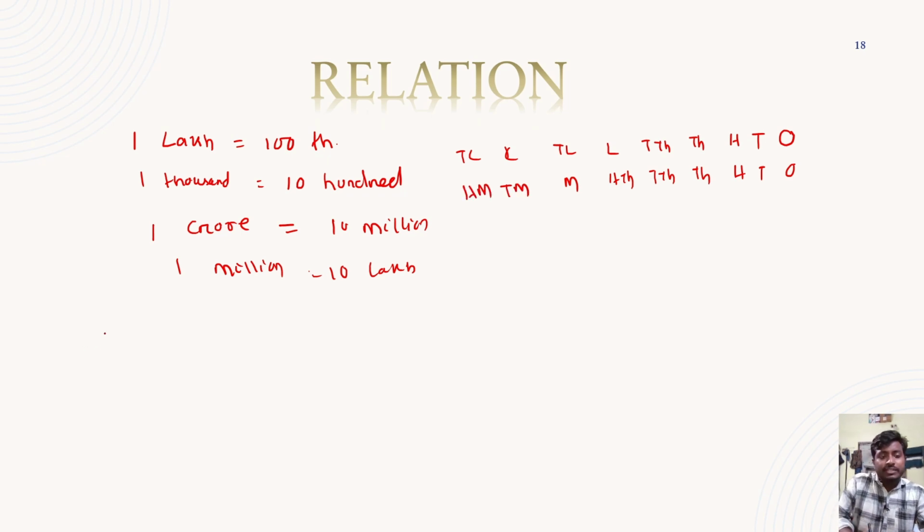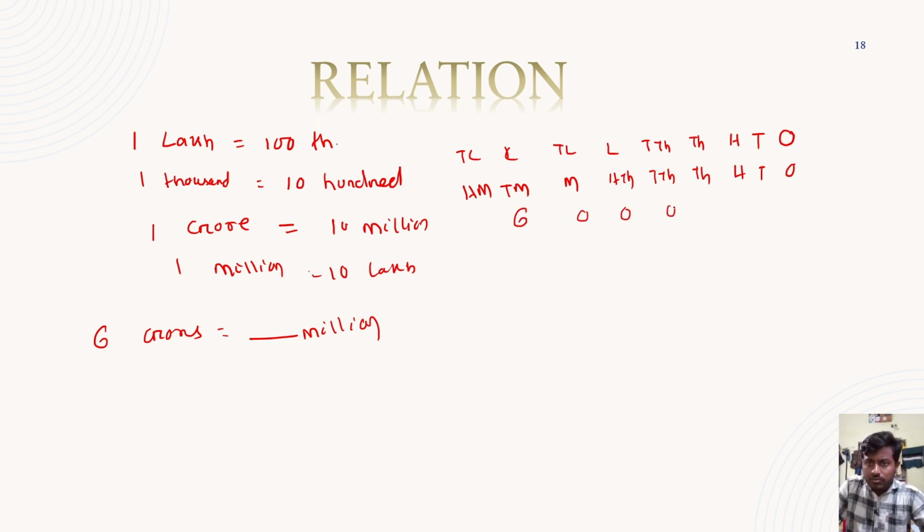Suppose the question is 6 crore equal to dash million. Sorry, 6 crore equal to dash million. So how to write 6 crore? 6 crore means here you write the 6, then the others as 0. Yes or no?